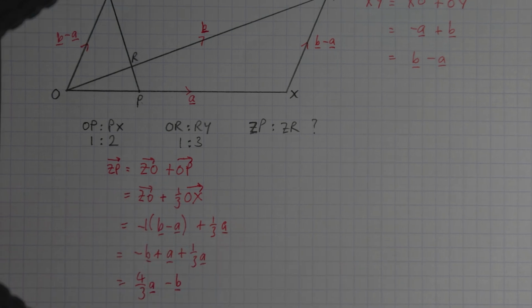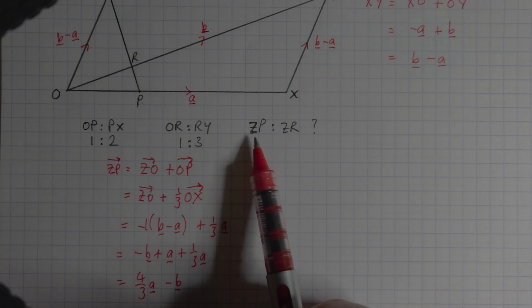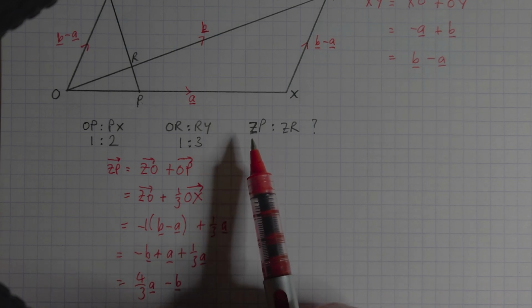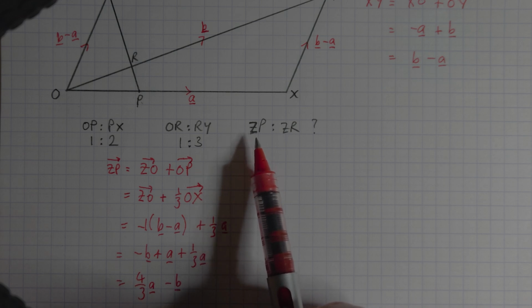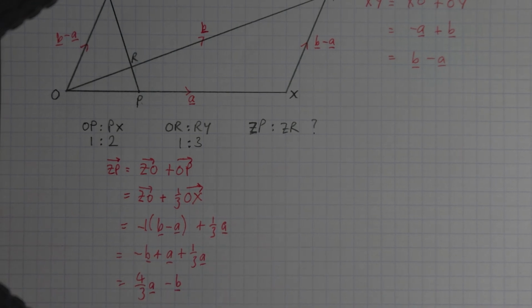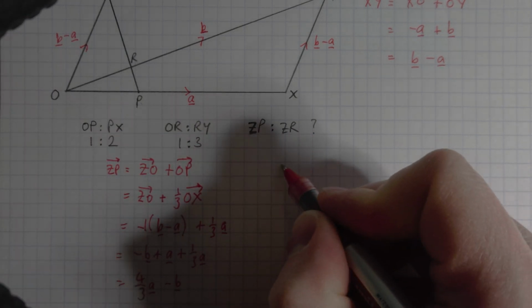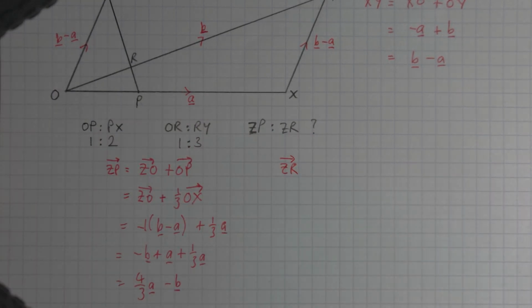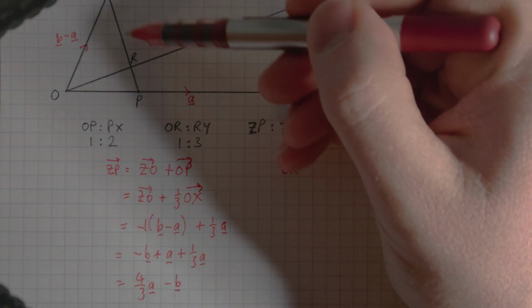So what I've managed to achieve so far is I've worked out the vector ZP. I haven't worked out the length ZP, but if I can see a relationship between vectors, I'll also know a relationship about lengths as well. So I've got ZP. Let's now consider ZR. So how to get from Z to R, that's here to here.